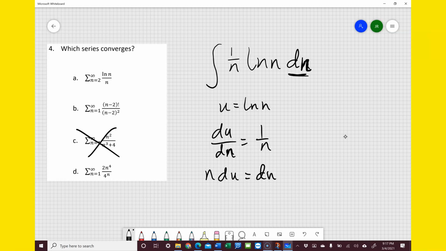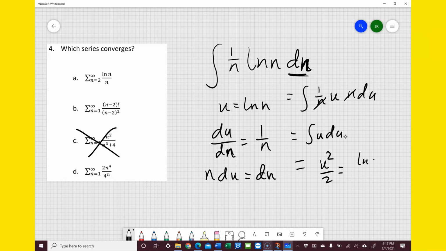So that substitutes in right there. So this becomes the integral of 1 over n times u, because u was ln of n, and then dn becomes n du. And the n cancels there and there, which then becomes just the integral of u du, which you know to be u squared over 2. And let me put ln of n back in for u, so this becomes ln of n squared. I'm going to put a 1/2 out in front of that.